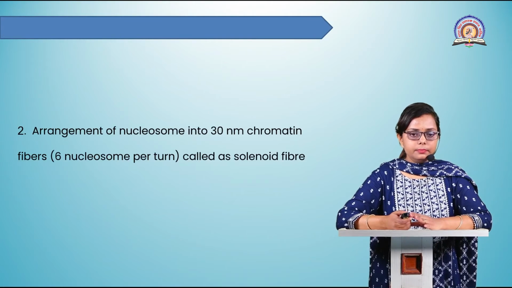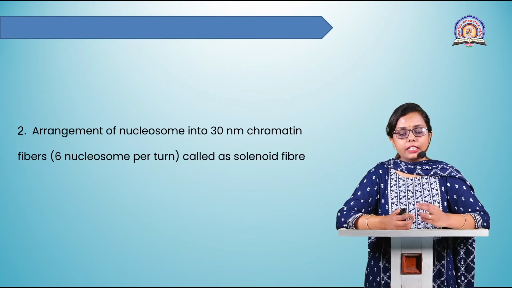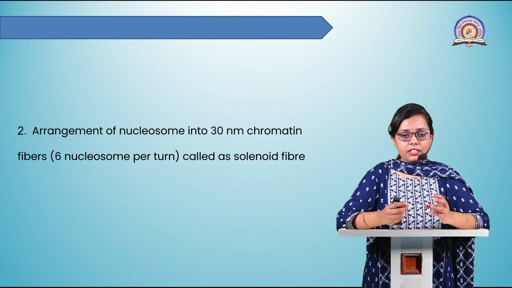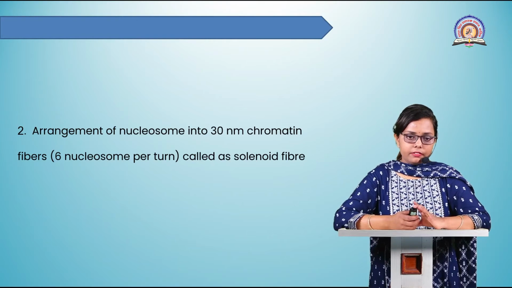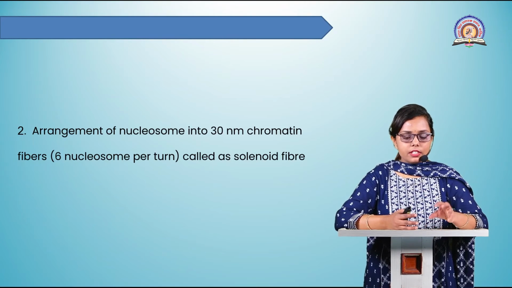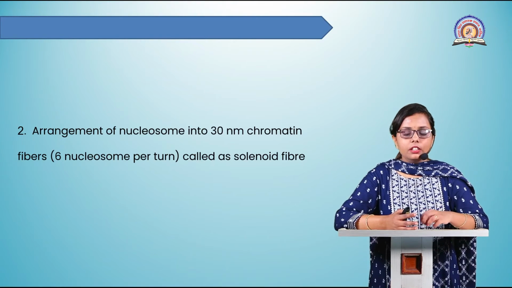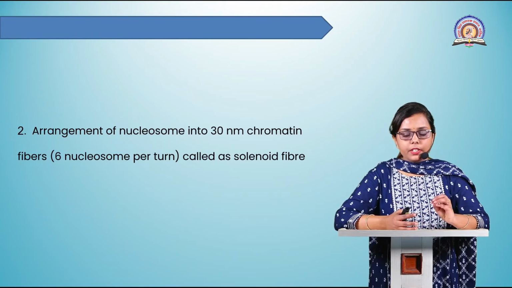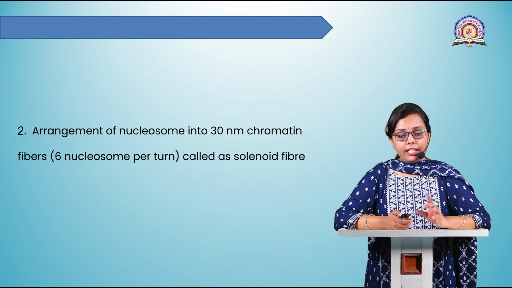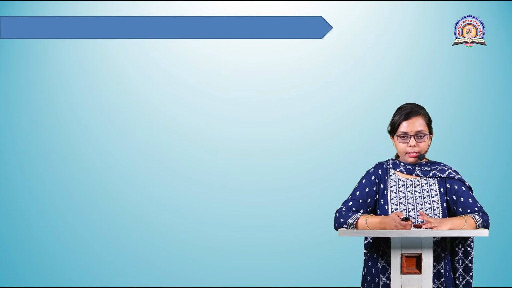So this is the 11 nanometer fiber. In the second level, these nucleosomes, remember what nucleosomes are? DNA wrapped around the histone protein. These are arranged into a 30 nanometer chromatin fiber. That means they have 6 nucleosomes per turn. So first we have DNA of 146 base pairs wrapped around the histone protein. Now we arrange these nucleosomes into 30 nanometer chromatin fibers, with 6 nucleosomes per turn. This arrangement is called the solenoid fiber.